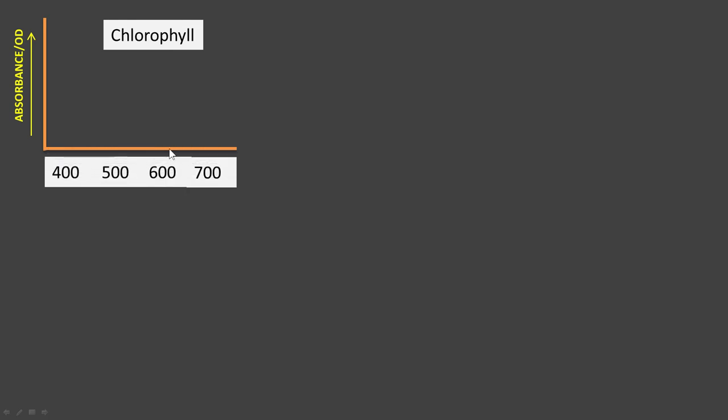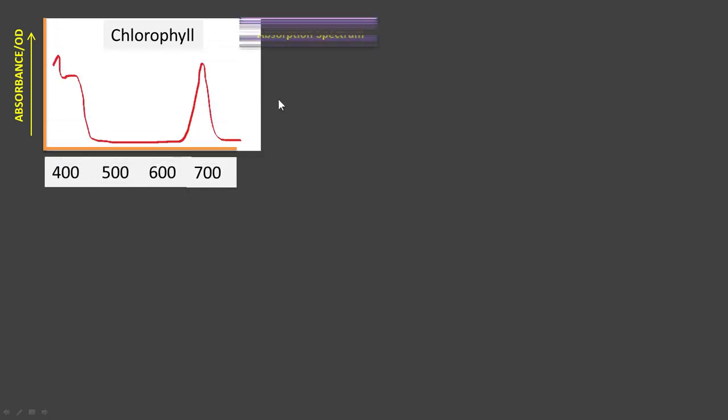Now, can we measure which wavelength of light is maximally absorbed by a chlorophyll molecule? When we plot a graph between absorbance, or optical density, versus visible range wavelength, the obtained curve is known as the absorption spectrum. Here we see that maximum absorption is in the blue range and red range.